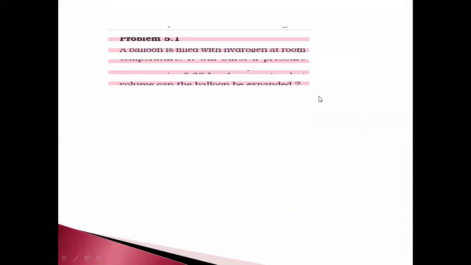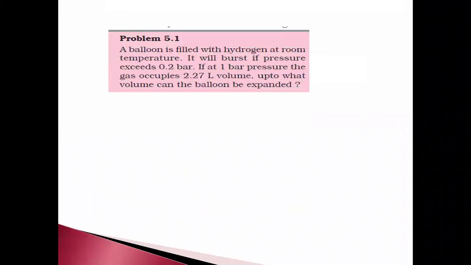Now, the next one is a numerical question. A balloon is filled with hydrogen at room temperature. It will burst if the pressure exceeds 0.2 bar. If at 1 bar pressure, the gas occupies 2.27 liter volume, up to what volume will the balloon expand? So when we are blowing the balloon, till what pressure does it expand? When do we have to stop? So the question is about that.